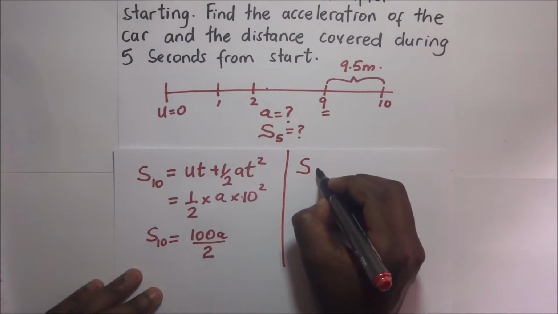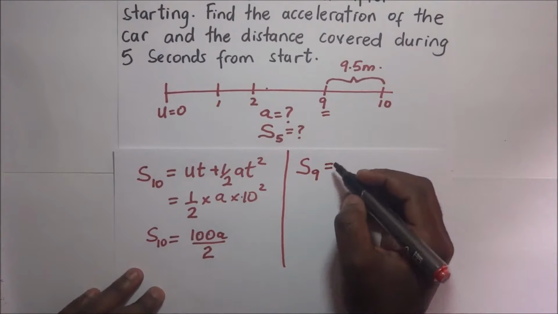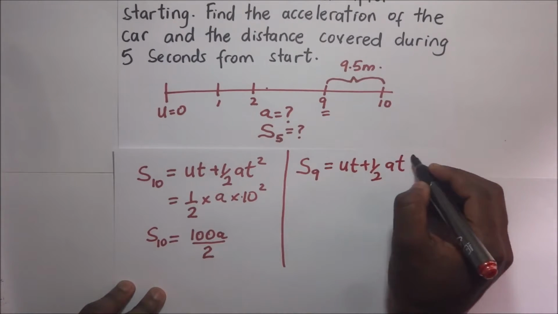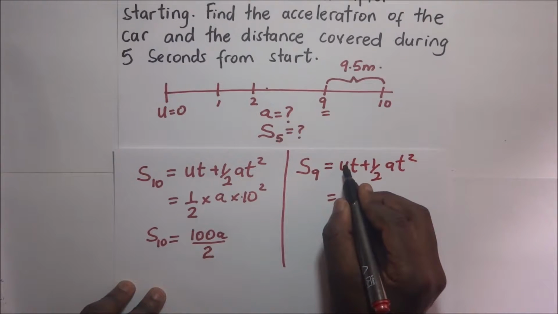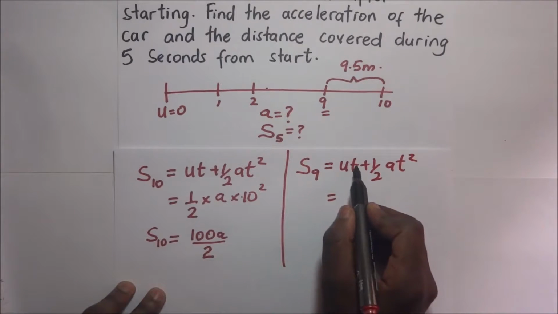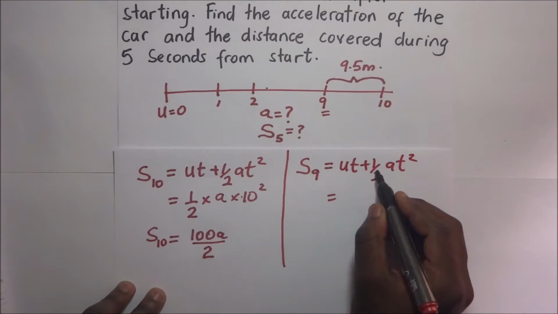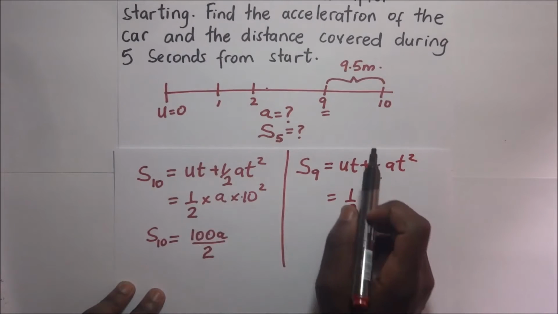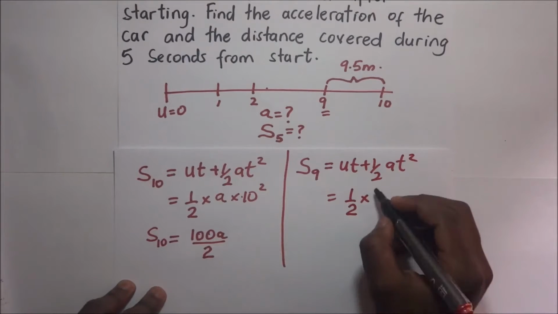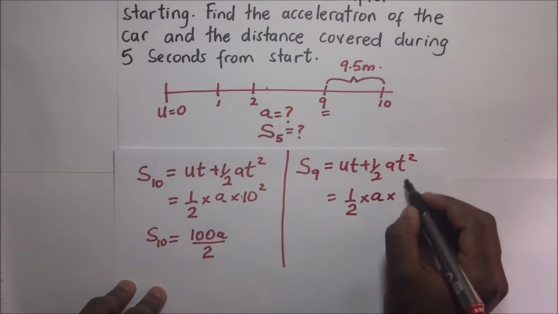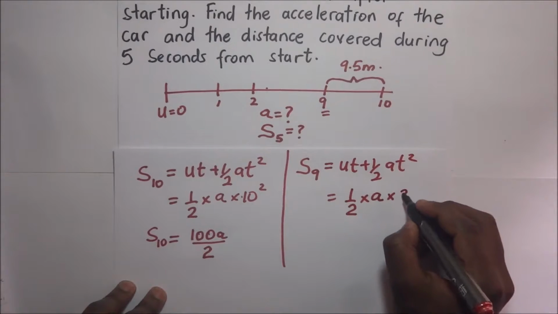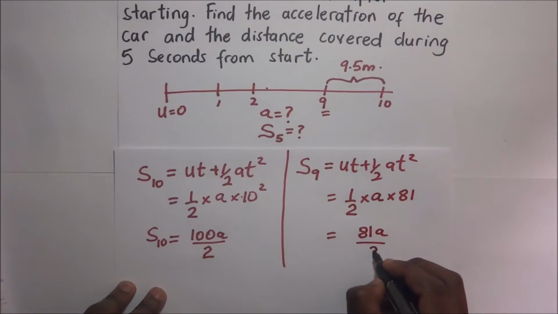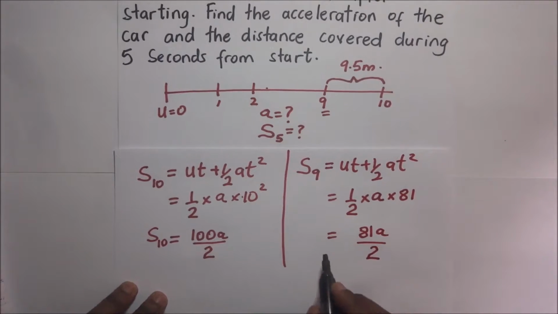So now let's go ahead and find the distance covered after 9 seconds. The expression for S9 is going to be equal to, still again, ut plus a half at squared. That's going to be initial velocity 0, so it's 0 times t, this whole term would die, plus a half times the acceleration. The acceleration in this case is not known yet, times the time squared, which is 9 squared, which is 81. So we shall end up with 81a, divided by 2. That is S9.